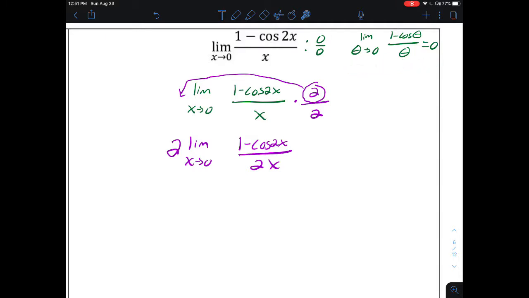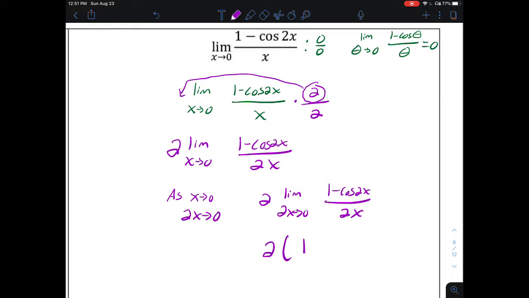We have what's inside a cosine in the denominator. We just need it to be approaching 0. So I'm going to make a statement that as x approaches 0, 2 times x is also approaching 0, which means that we could rewrite that limit as the limit as 2x approaches 0 of 1 minus cosine of 2x divided by 2x. And we know, according to our special trig limits, that that is equal to 0.